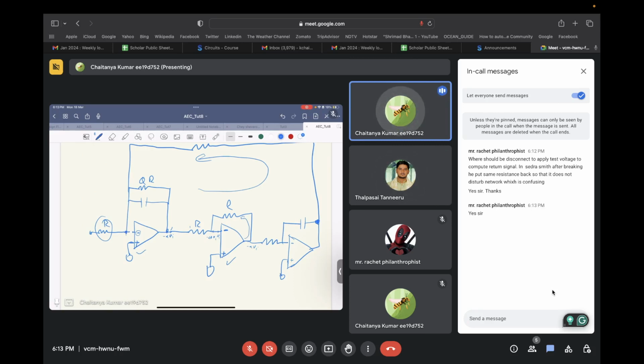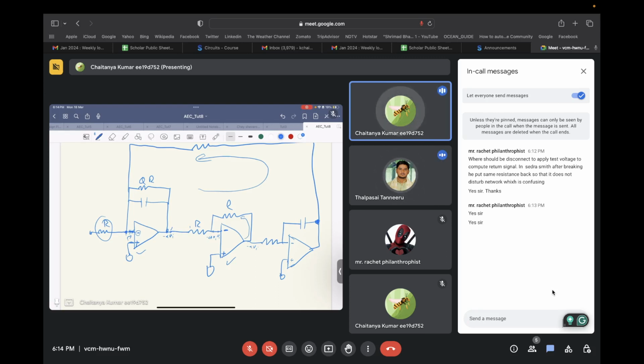Generally, while computing the loop gain, you should always cut your path at a high impedance node. What is a high impedance node in this case? All the inputs of the op amp are considered high impedance nodes. So you should always cut your path at a high impedance node, so that there is no loading effect when you are actually computing your loop gain. You should keep that in mind.